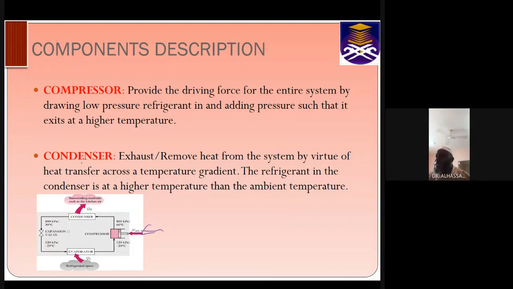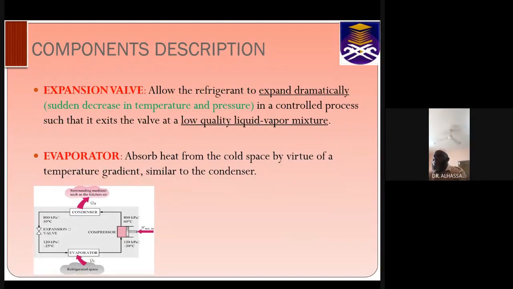Then we have the condenser. The condenser is used to remove the excess heat in the refrigeration cycle to the surroundings. And then we have the expansion valve. The main function of an expansion valve is to expand the fluid by a sudden reduction in temperature and pressure of the fluid.